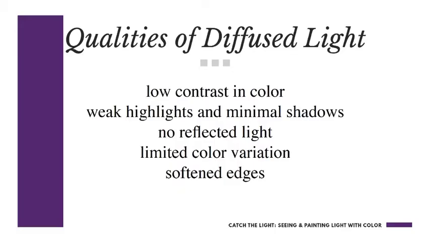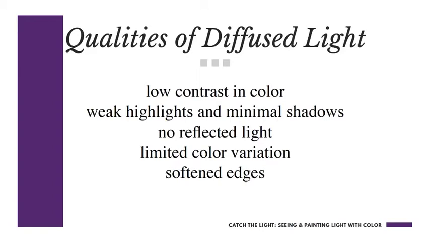In contrast, diffused light is very low in contrast. It means that there is a low contrast between value, so the values are close together, the hues are close together, the intensities are fairly close together, and the temperatures are close together. There is not necessarily a complete diminishing of intensity. That's a common misconception. It's just that there's less contrast in all the different aspects of color.